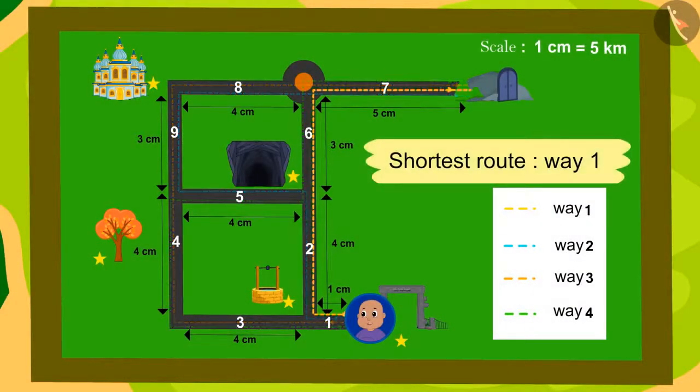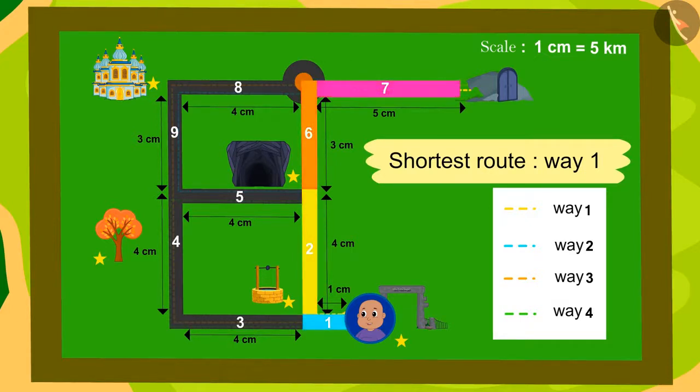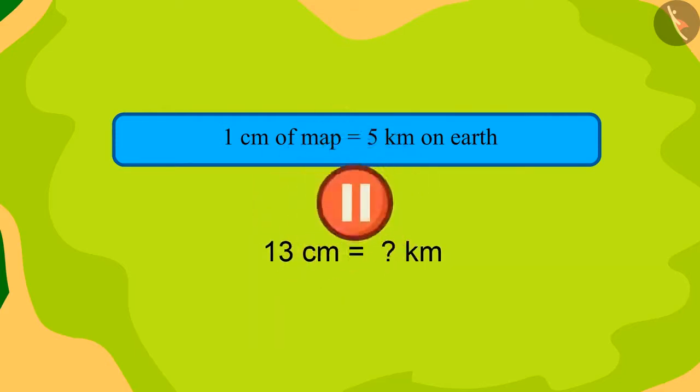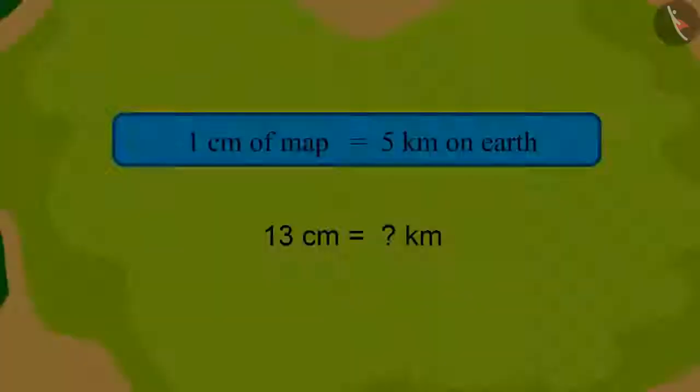Yes, by using way 1. We can take Bablu out of the village of Ulta Pulta by the shortest route. We add the length of these 4 roads. How many centimeters will we get? 13 centimeter. Can you really tell the distance by looking at the scale written on this map? You can think by pausing the video if you want.